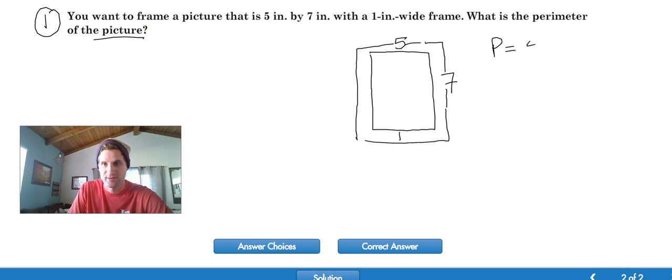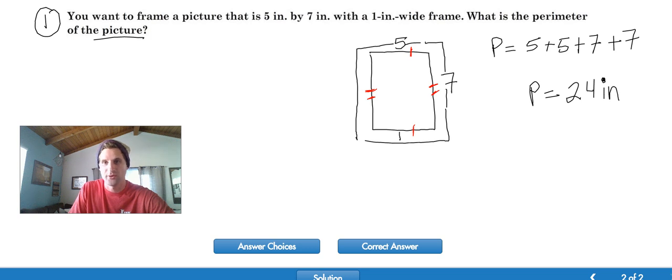So if this is 5, the side across from it, actually I'm going to use a different color. This side is going to be equal to this side, and this side is going to be equal to this side. So I'm going to use congruency marks here. And so 5 plus another 5, plus 7, plus another 7. Okay, and so we're going to get 10 plus 14, which would be 24 inches. And we don't square them because it's just perimeter.